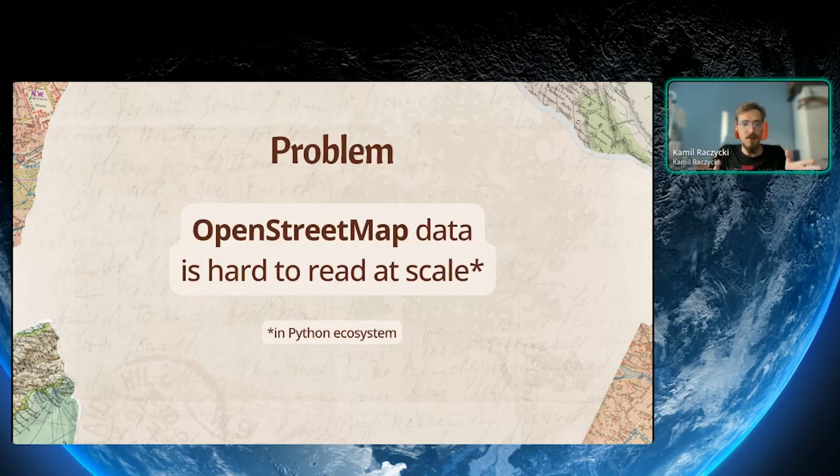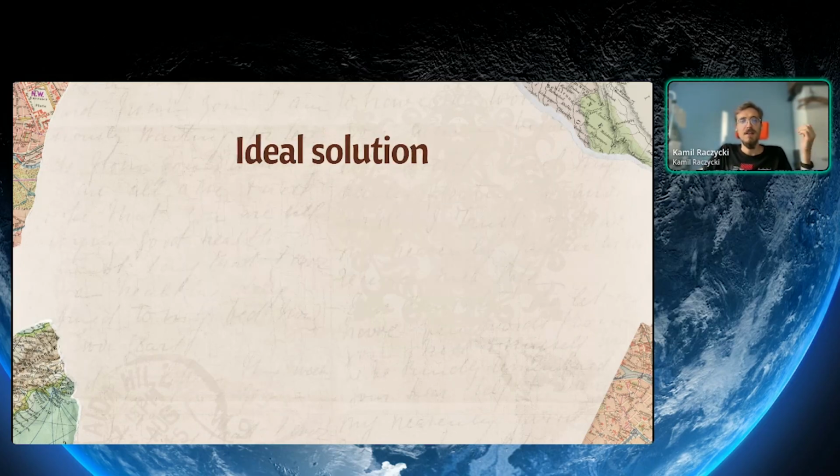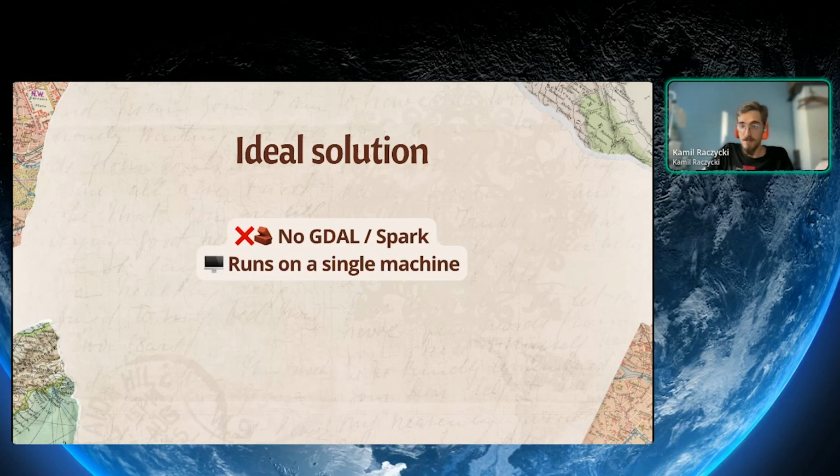So in total, OSM data is hard to read at scale in Python. If we want the ideal solution for our use case, we want to avoid GDAL or Spark or other external dependencies. I just want to run pip install and be done. Next, it should run on a single machine and it has to be fast.